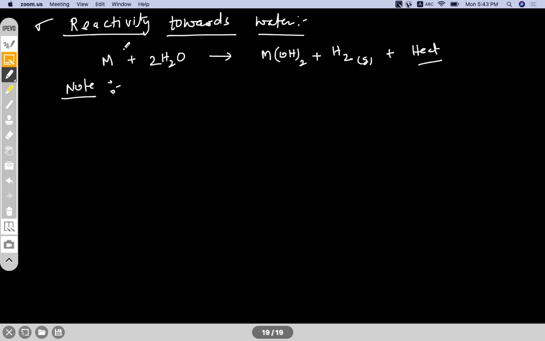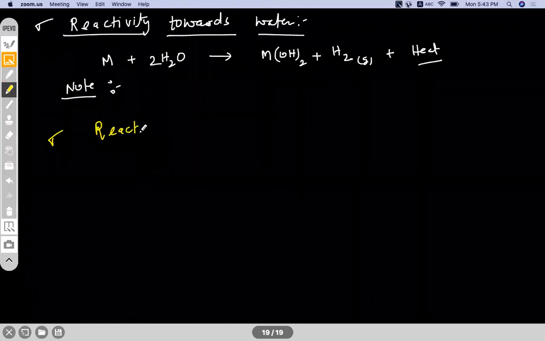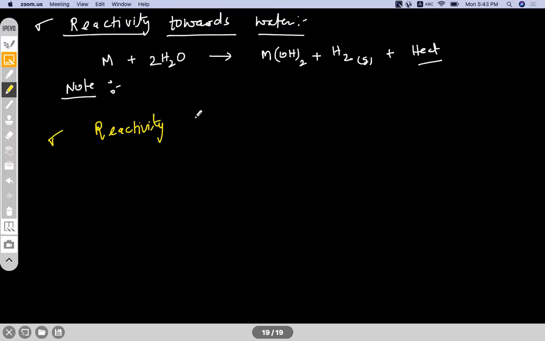All other elements are simple. They react with water as it is. Reactivity, we know, increases as you go down the group. We already know about hydrides. Just to write down quickly, reactivity towards hydrogen. We know these elements react with hydrogen and form hydrides of MH2 type.